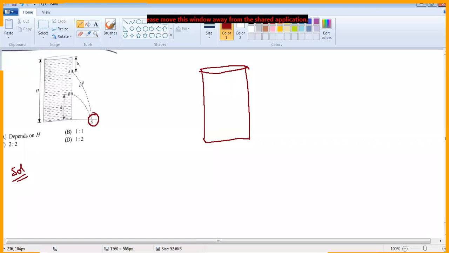Then the H1 and H2 relation, that is the condition. So this is the relation between H1 and H2.